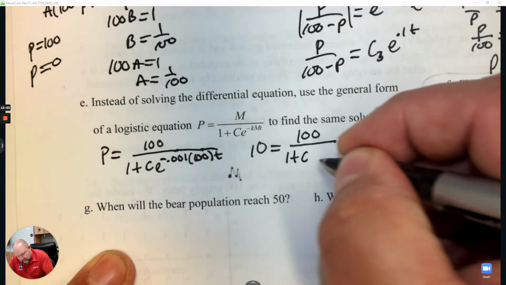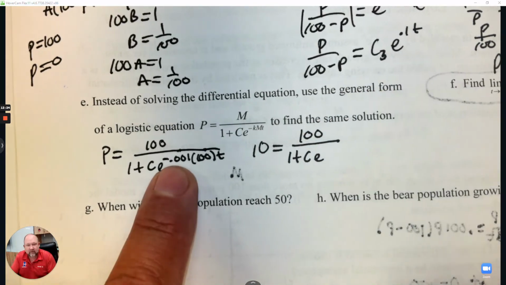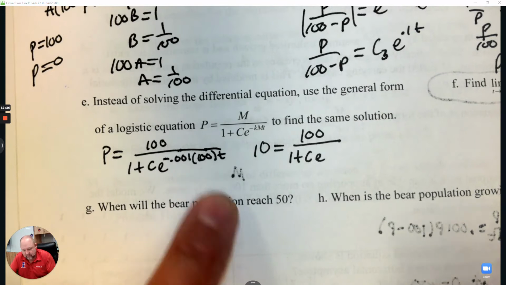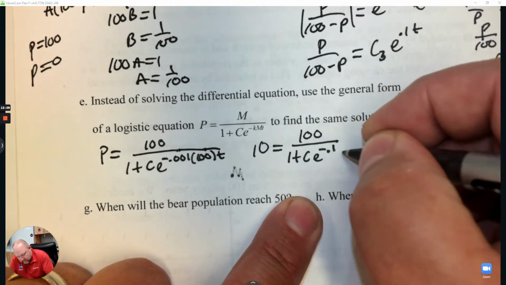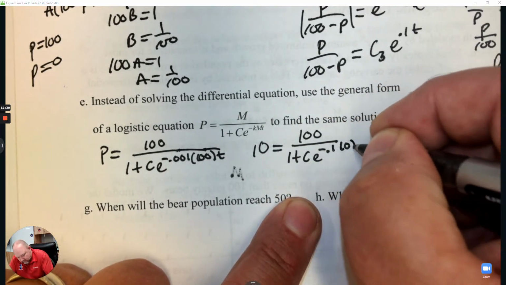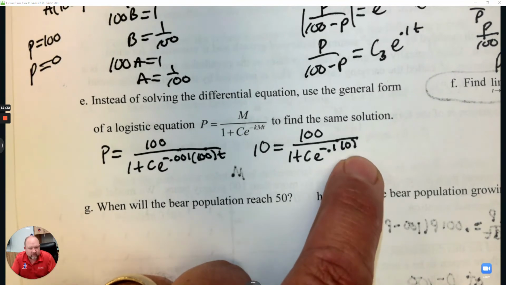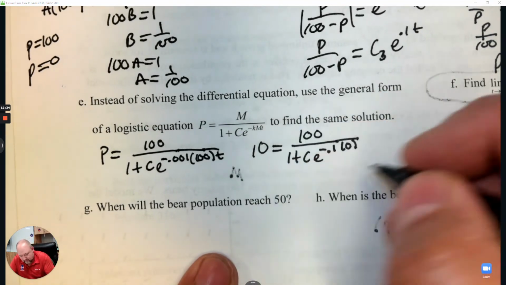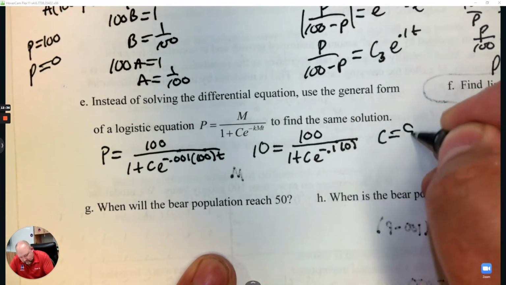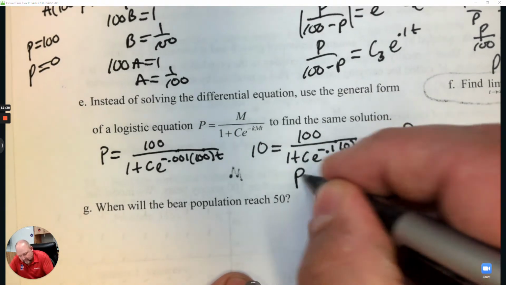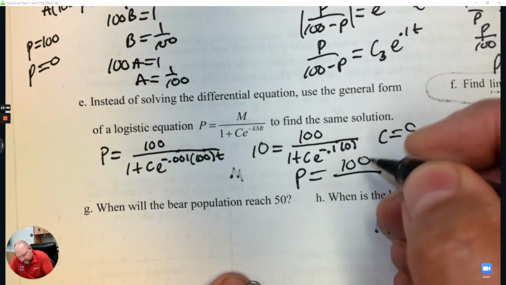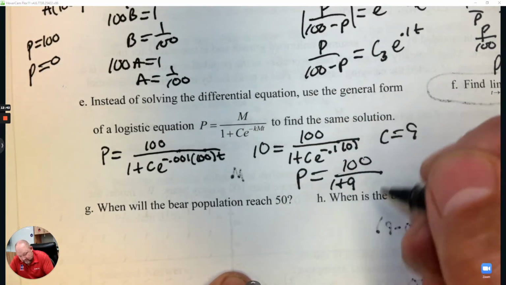And we solved for c doing this. Negative 0.001 times 100, move the decimal 2 to the right. And then if I plug in 0 for t and solve it, we get the same answer. C is equal to 9, and you get the same answers we just had. Easier, yes?